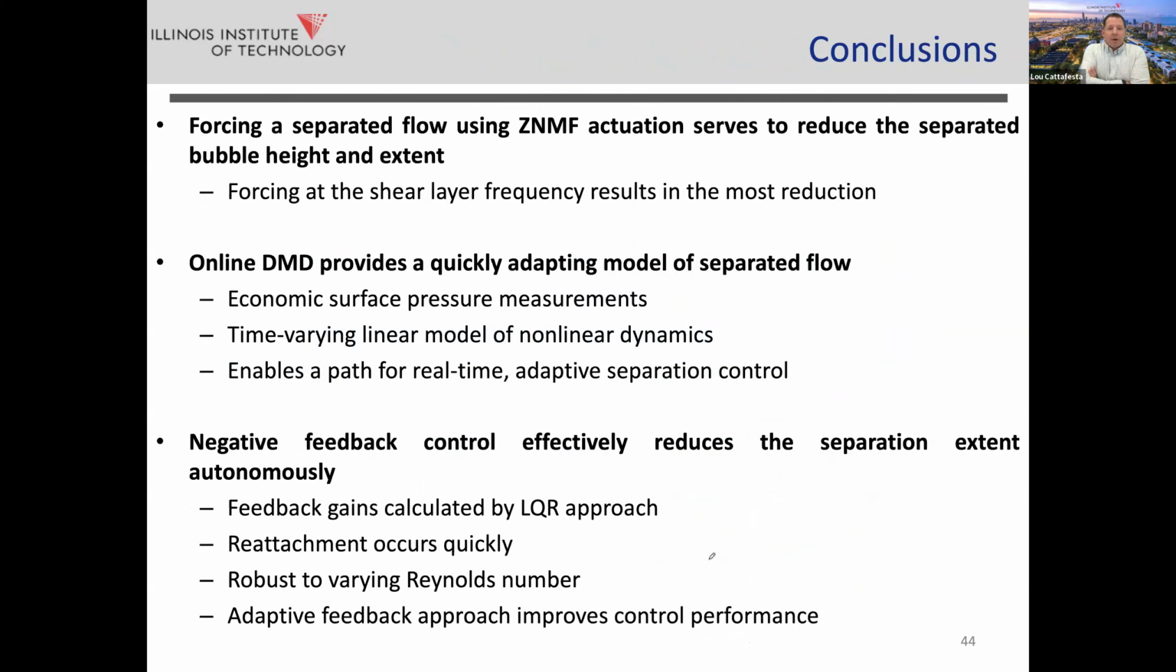So let me wrap up by just summarizing this and showing you that I think that we've developed a method here, at least for a laminar boundary layer, admittedly the easiest case, to create an adaptive separation control approach. It's economic. It uses those electret mics, which are very inexpensive. And clearly it's enabled a path that eliminates a lot of the trial and error that's associated with these extensive parametric studies. The negative feedback control reduces the separation extent autonomously.